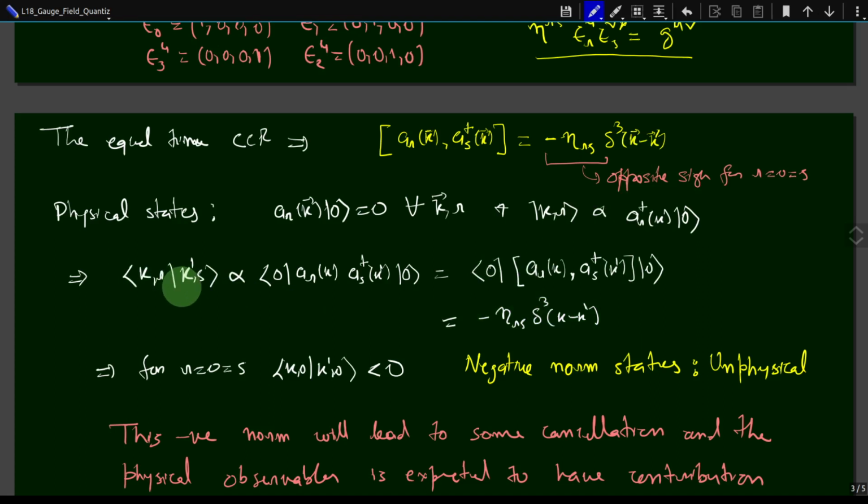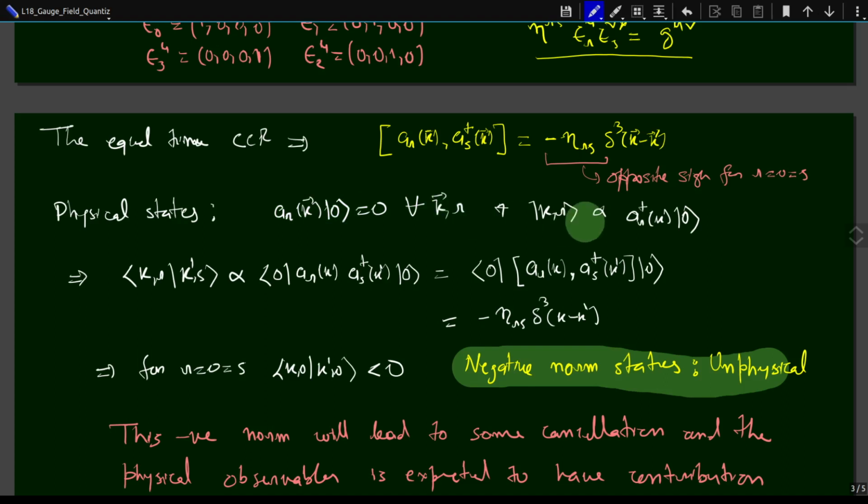An important thing to note here is that for the case of k equal to k prime, I have a delta function peak. That's a separate issue, but let's just say the delta function is still a positive function. It's always positive, never negative. But when r is equal to s equal to 0, this state has negative norm. The norm of the state is negative, and I cannot have any physical state whose norm is negative.